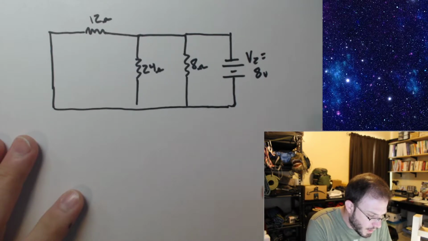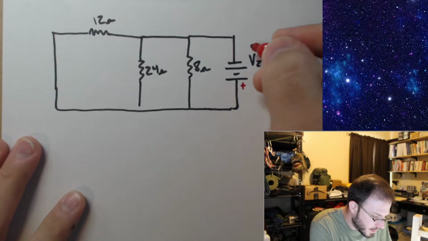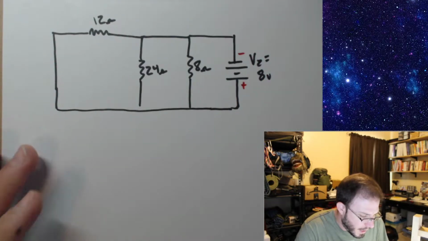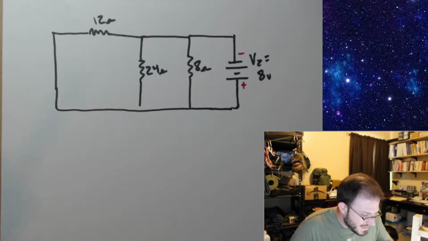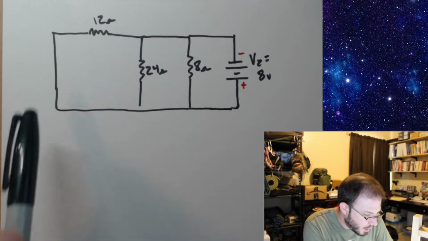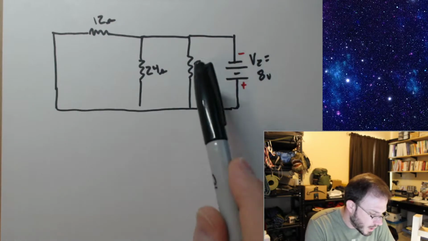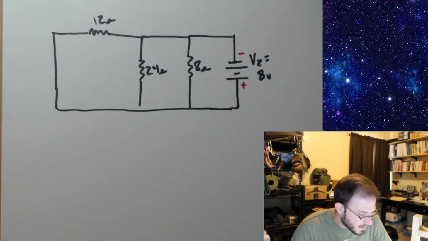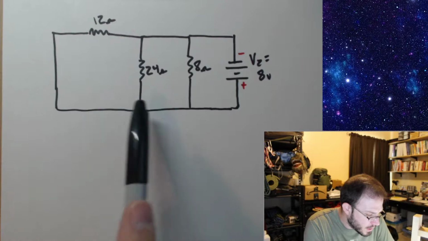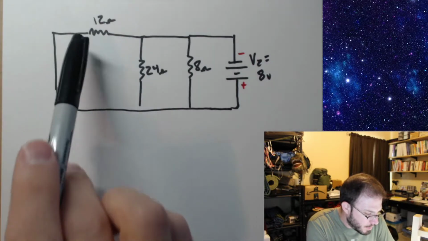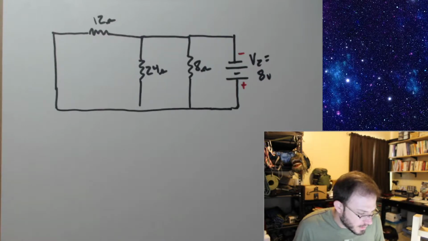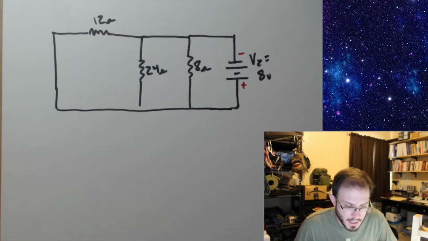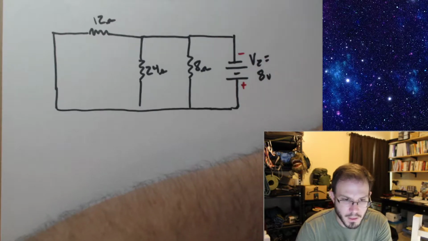Okay, so let's go ahead, let's solve this. Positive on the bottom, minus on top. Okay, let's figure out an equivalent resistance for all of these. We have a 12 ohm in parallel with 24 in parallel with 8. So I'm going to put my 12 ohm in parallel with 24 ohms, and then I'll take the result of that and put it in parallel with 8 ohms.